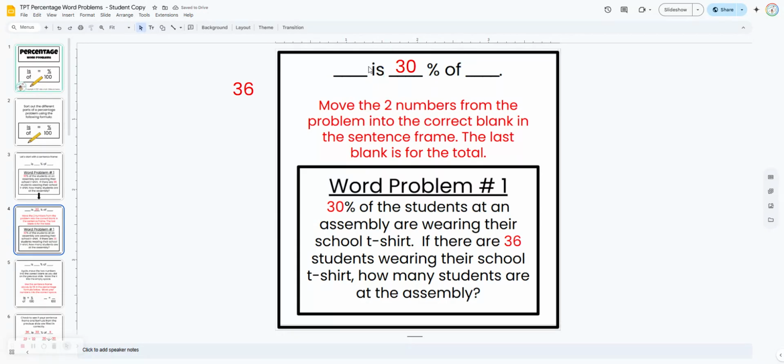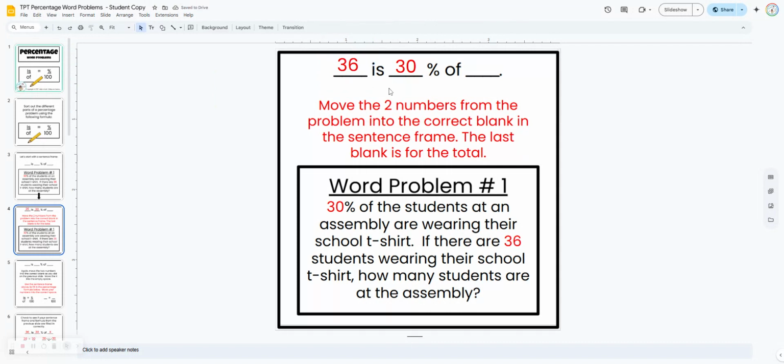Now the other two numbers here, the first blank would be the part. That last blank is going to be the whole. They have to remember that, part and whole. So they've got to think about what 36 represents, the part or the whole. Well, we know that 36 are part of the students in the assembly. We need to know the total number. So that 36 goes in that first blank. Which one is the part? Which one is the whole?